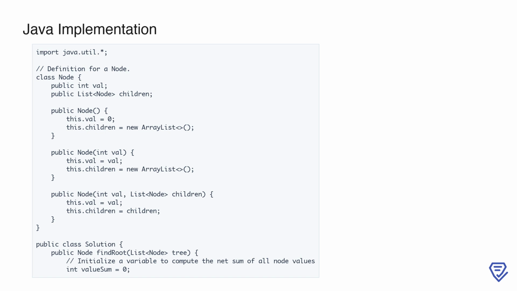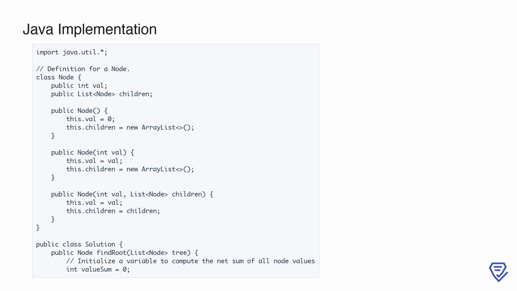First, we define the node class, which represents the structure of each node in the tree. Each node has an integer value, val, and a list of children nodes. We provide 3 constructors for flexibility, one with no arguments that initializes a default node, one that accepts just the value, and another that accepts both the value and the list of children.